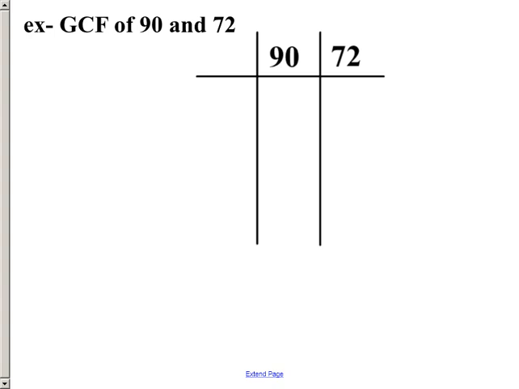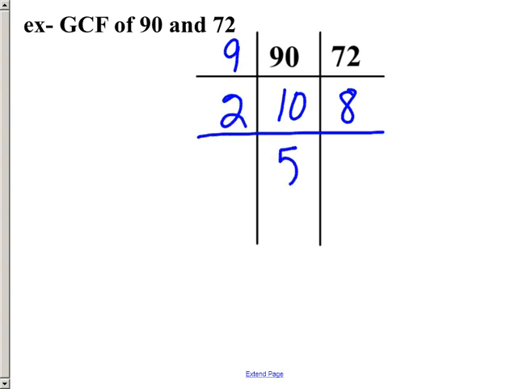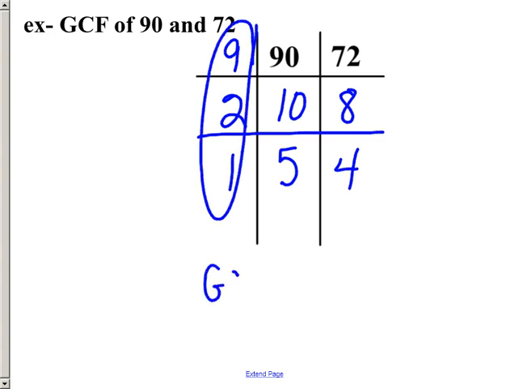So 90 and 72. It's pretty big numbers, but you might hopefully pretty quickly say, ooh, I know that they have 9 in common. 9 goes into 90 10 times and into 72 8 times. All of a sudden, this is a much easier problem because 2 goes into 10 5 times and 2 goes into 8 4 times. My only common factor is 1. And now my greatest common factor is 18. 9 times 2, which is 18. So the greatest common factor of 90 and 72 is 18. That means the biggest number that goes into both 90 and 72 is 18.